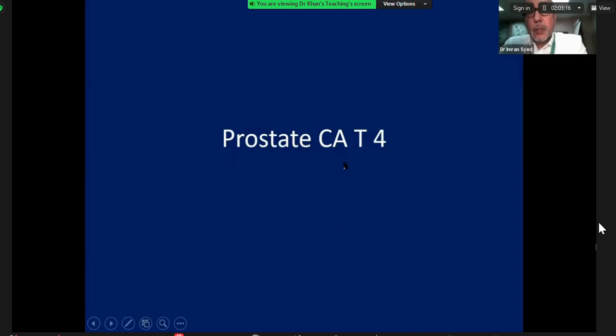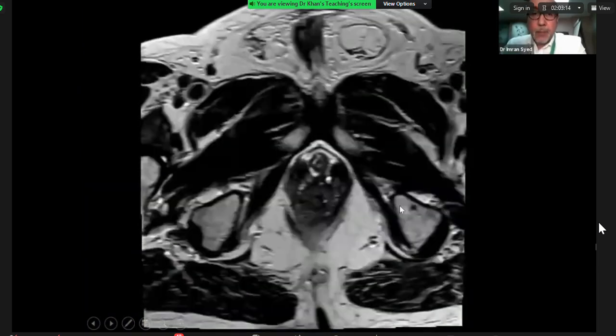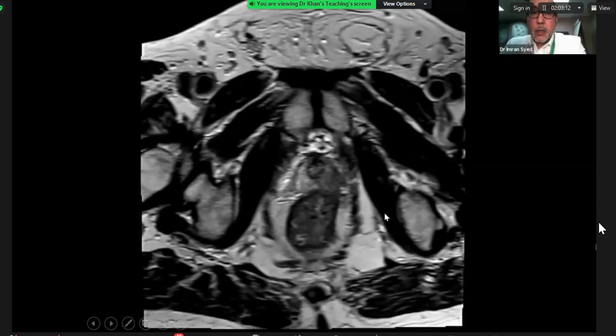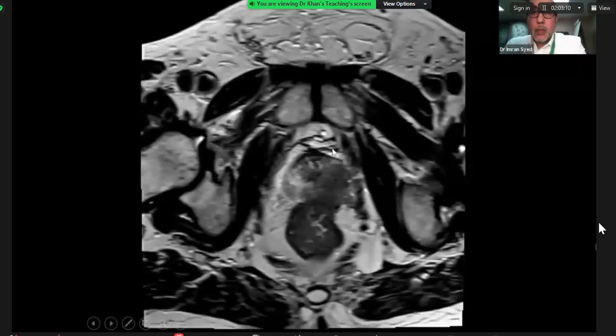This is another example of prostate cancer imaging, and in this context, we've got to, again, start off with our axial T2 small field of view, and you've got a large mass effect here.